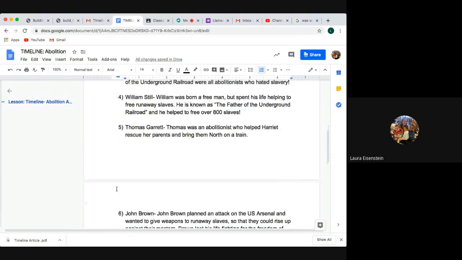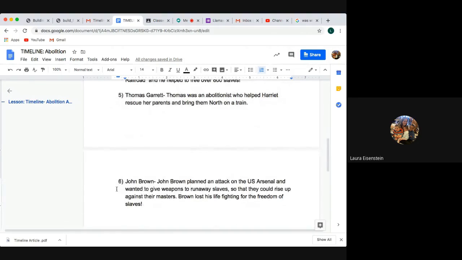We also read about a man named Thomas Garrett. And Thomas was an abolitionist who, if you remember, he helped Harriet when she rescued her parents. Remember, he was the one that paid for the train tickets for Harriet's parents to escape north.